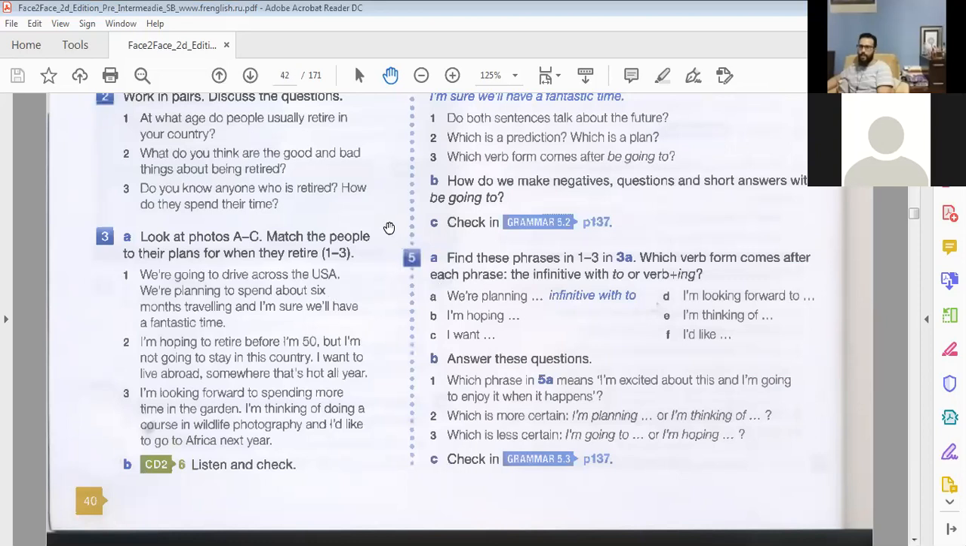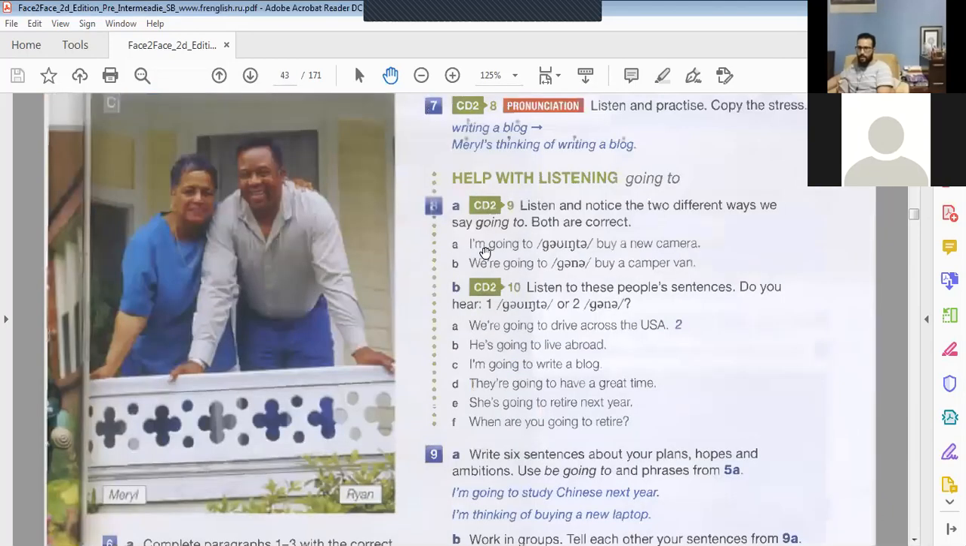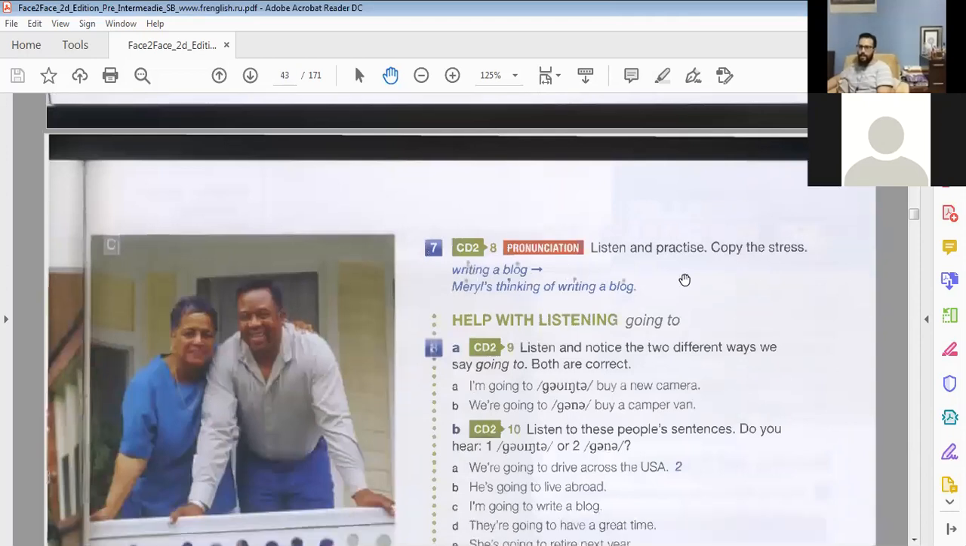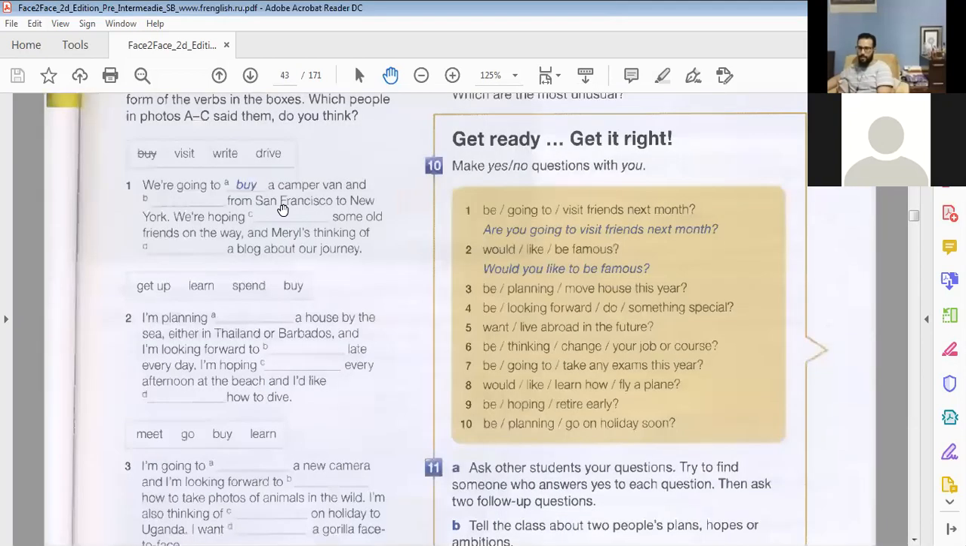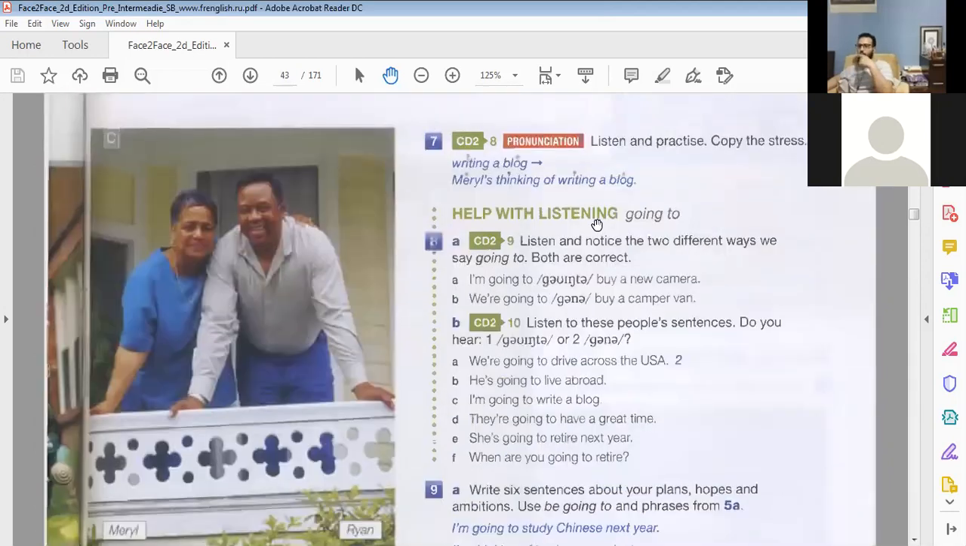Let's check our next exercise. I think we have a little bit of listening here in number 7. Listen and practice. I just want you to listen and practice. I think they're going to repeat some of the sentences from exercise 6, but they want you to listen and practice, and try to copy the same stress. So let's listen.